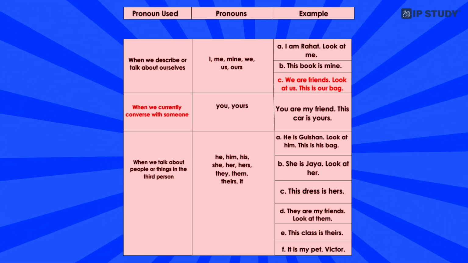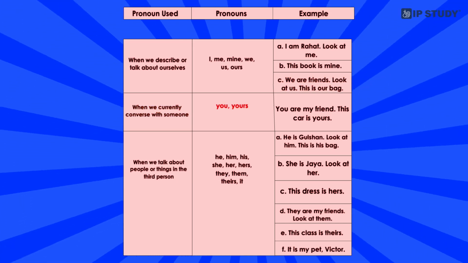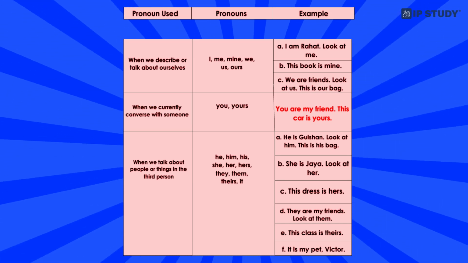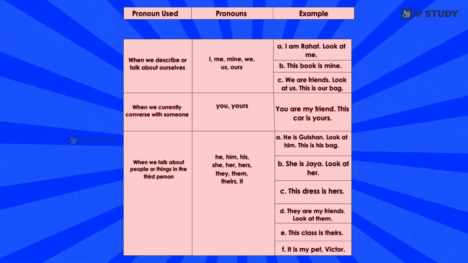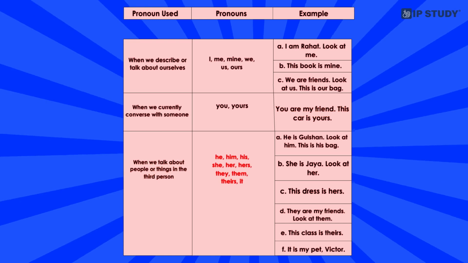Pronouns are used when we directly converse with someone: you, yours. Example: you are my friend. This car is yours. Pronouns are also used when we talk about people or things in the third person.